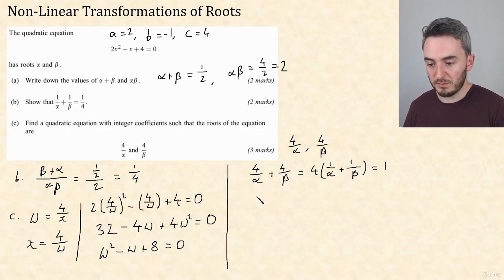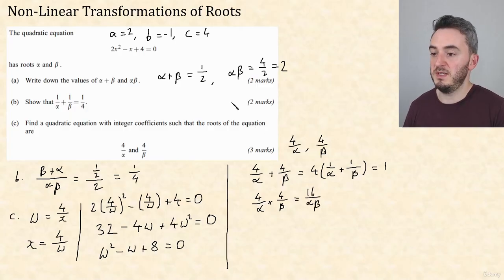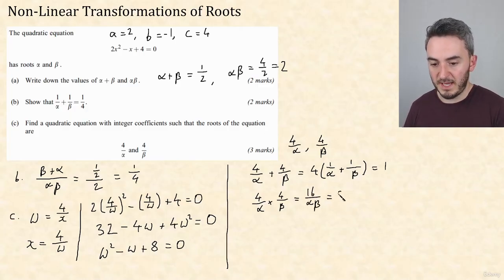And what's the product of the roots? Well, 4 over alpha times 4 over beta is 16 over alpha beta. And we know alpha beta is 2, and that's 8. So what we now have is we know what the sum of the roots is, it's 1, and we know what the product is, it's 8.